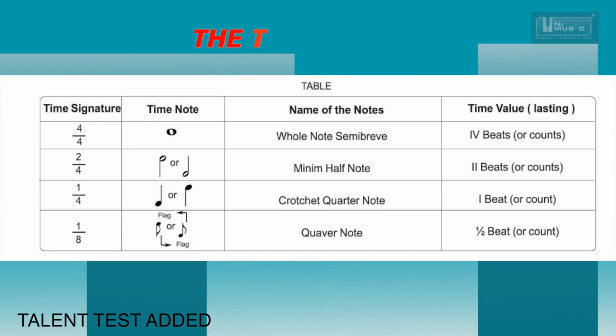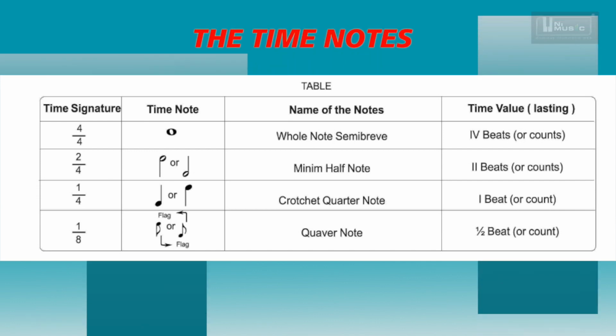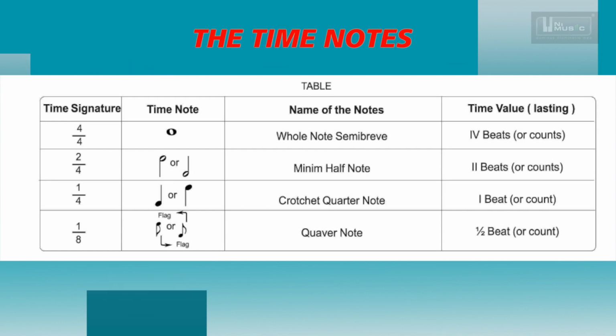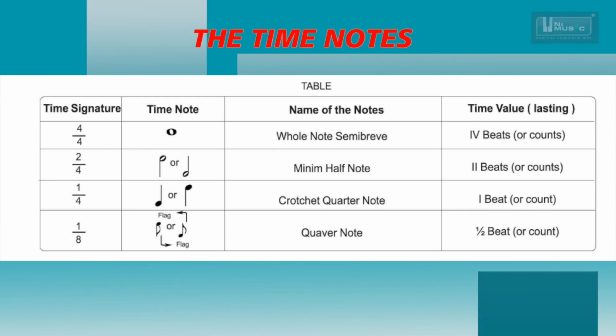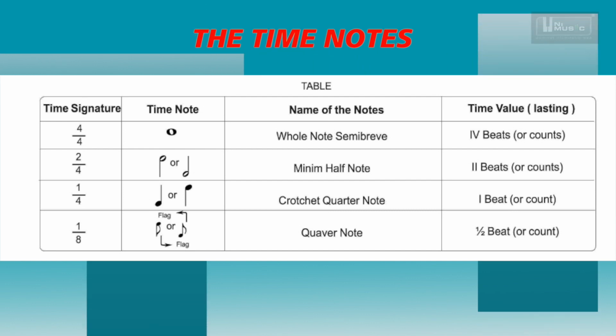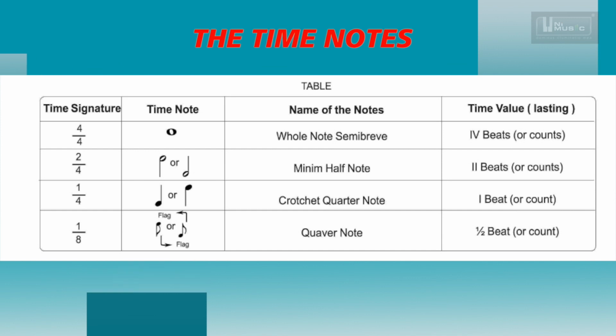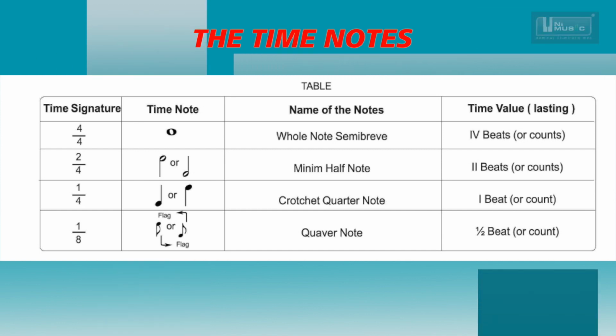The time notes: various notes and their time value. The place where the note is written, on or between the lines, determines the pitch of a sound. The shape of a note is the factor deciding the length of a sound, correlating with the place of a note in script and on the keyboard as well.